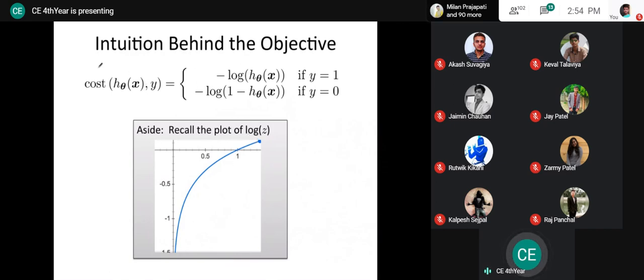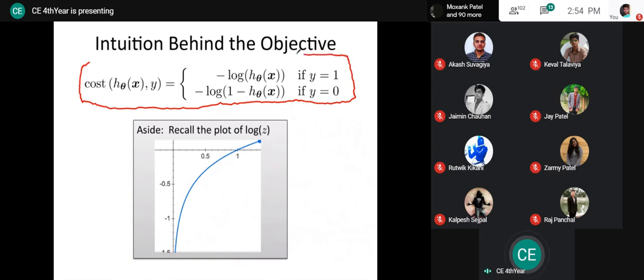Now pay attention and observe the J theta function, or the cost function, or the loss function. These three terms are frequently used. Many times, whenever you refer to some material or the literature, remember that they may refer to the loss as a cost function, or you can say a loss function.